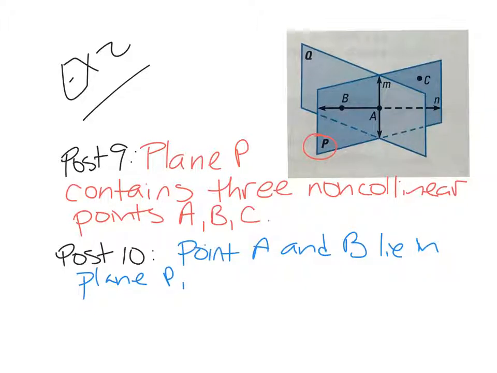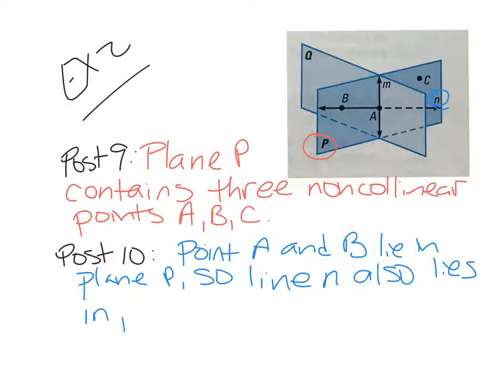Then you say, so line, which line is that line? You could call it line BA, but what's another name? N. You see this over here in the corner? So line N also lies in plane P. Good. Any questions on how to do that?